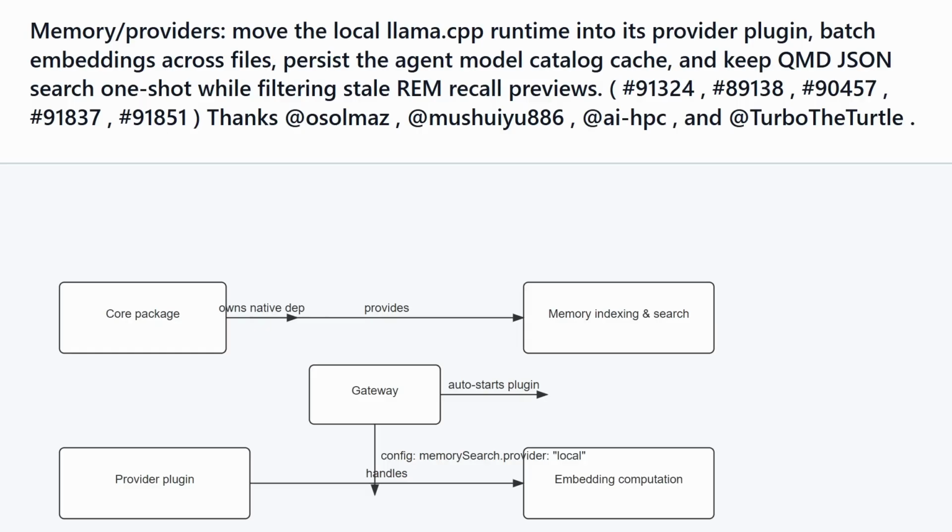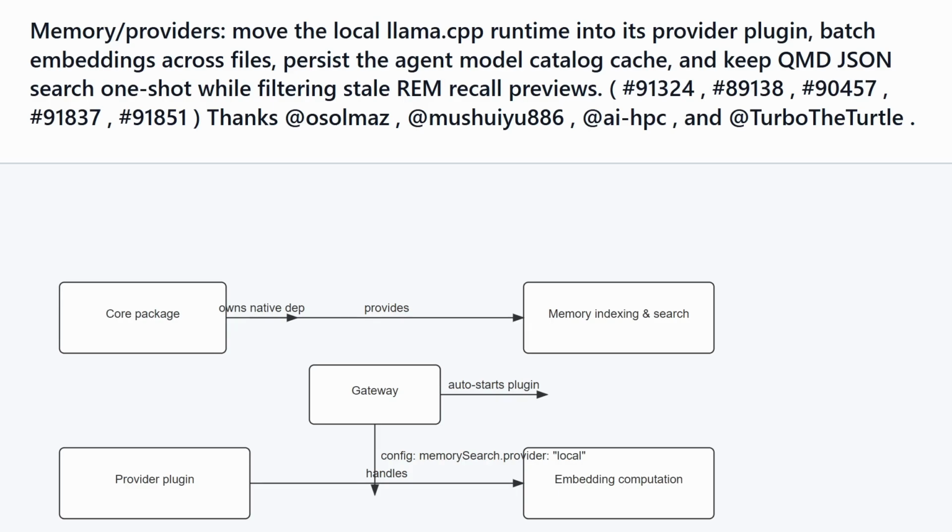The local llama.cpp runtime moves into its own provider plugin. Users who rely on local GGUF embeddings no longer lose Node Llama CPP during OpenClaw updates. The plugin owns the native dependency instead of the core package. Existing configurations with memorysearch.provider local continue to work.